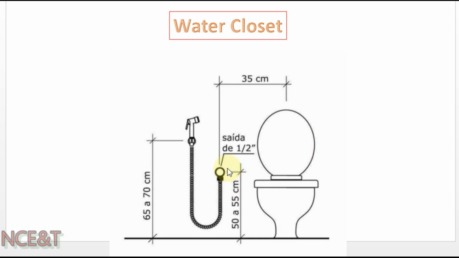The height of the angle wall to fix the hand spray hose should be 50 to 55 cm from the ground, and the holder that will hold the hand spray should be 65 to 70 cm from the ground, and center to center distance between the center of the WC and the angle wall for hand spray should be 35 cm. And the water supply pipe that will supply the water for the hand spray angle wall and for flush tank for the WC should be half-inch diameter.